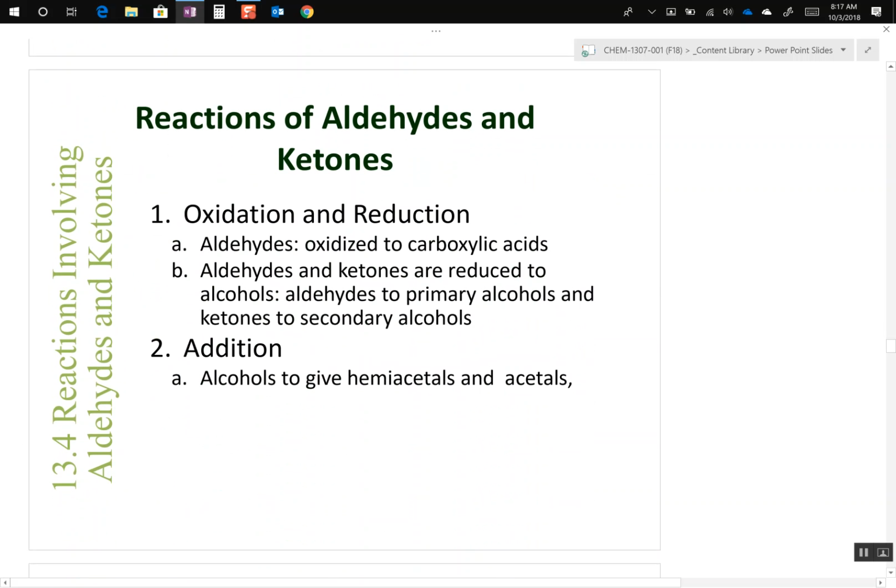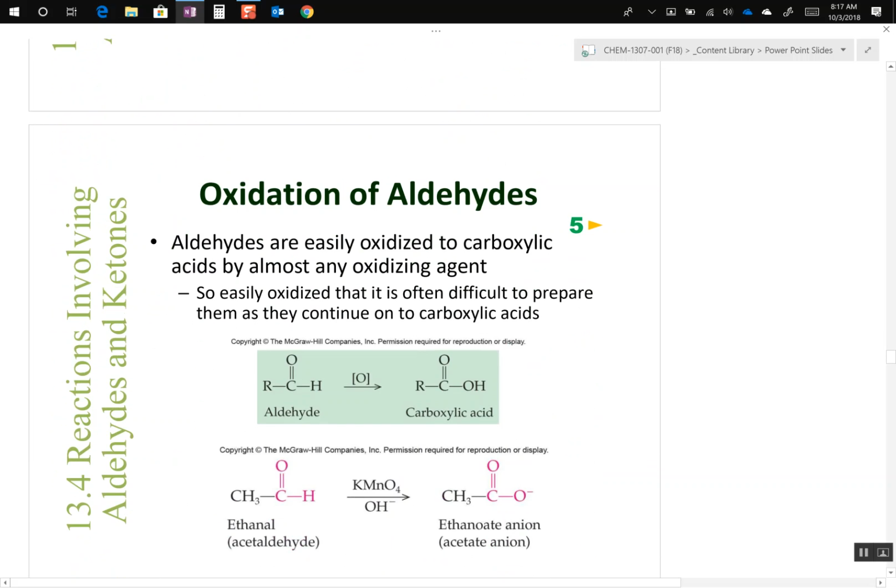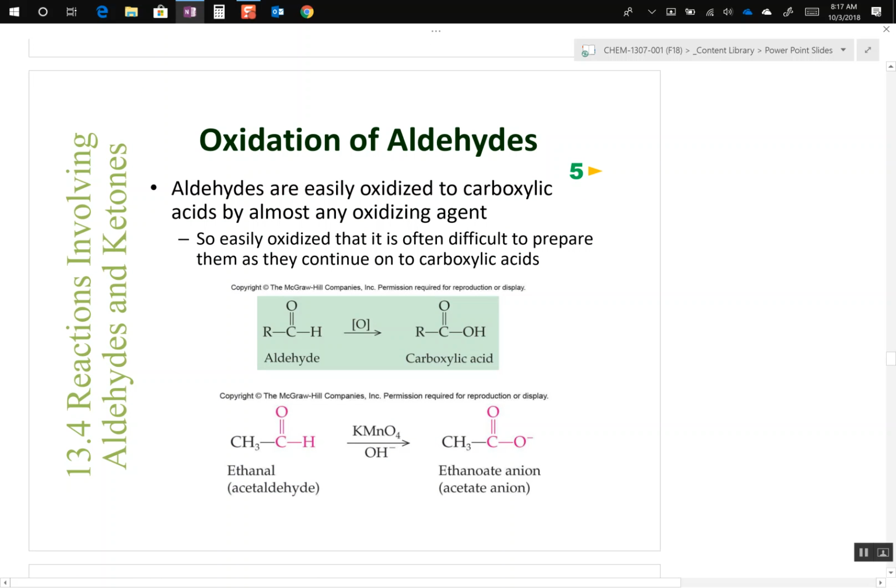Now, what if you want to oxidize an aldehyde or a ketone? So, alcohol will oxidize into an aldehyde or a ketone. But then, can you take that further? Can you oxidize it further? So that's what we're going to look at here. And then addition reactions will help us understand these things called hemiacetals and acetals. Okay? So, oxidation of aldehydes.